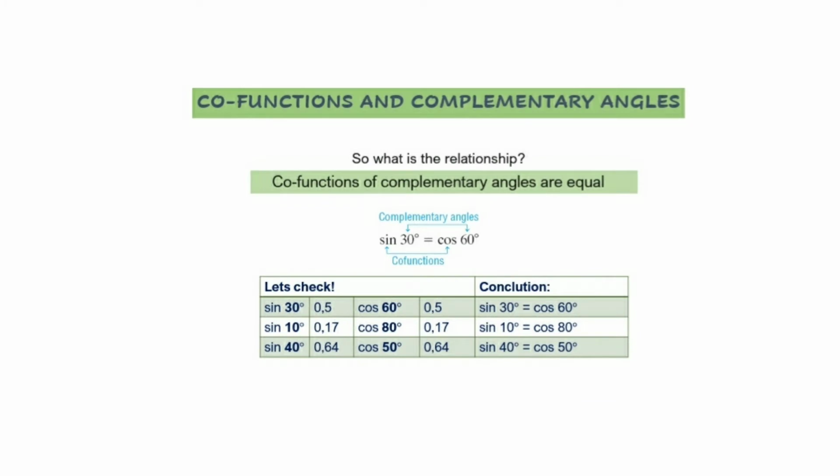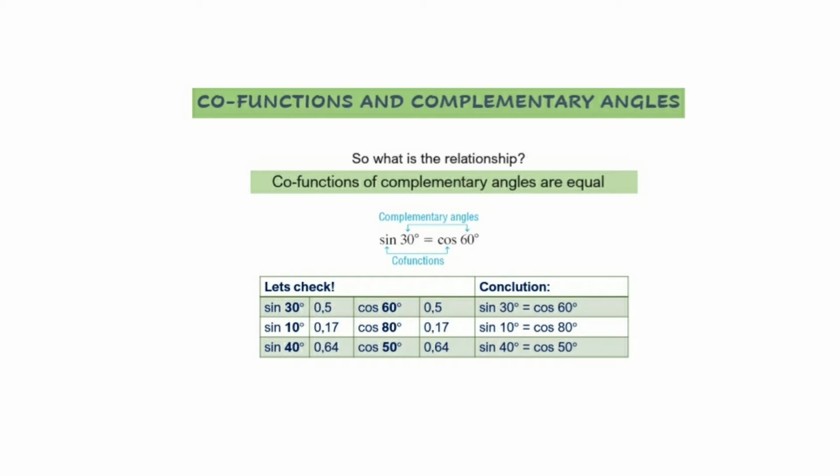So if we combine cofunctions and complementary angles, we see that the cofunctions of complementary angles are equal. Now, what on earth does that mean? Here we have two functions that are cofunctions, and we have two angles that are complementary. They are equal. So if you have cofunctions of complementary angles, they will be equal.